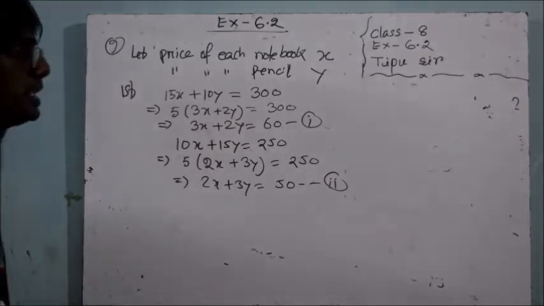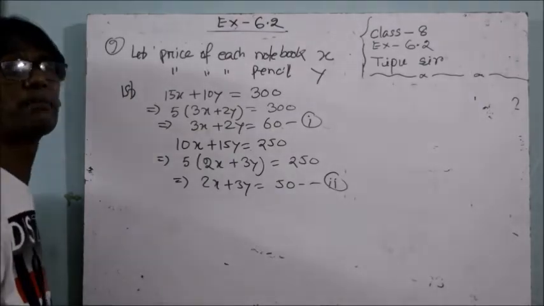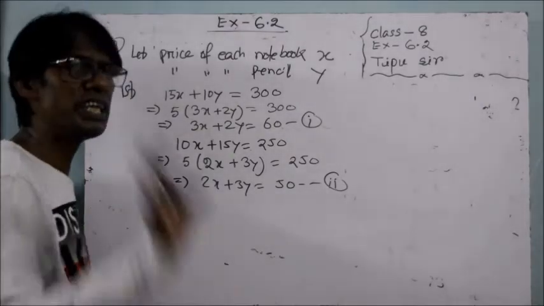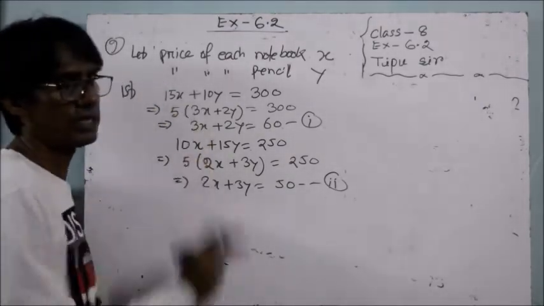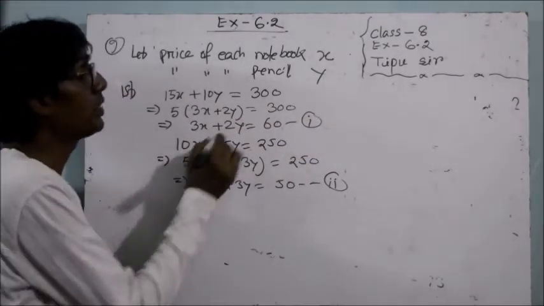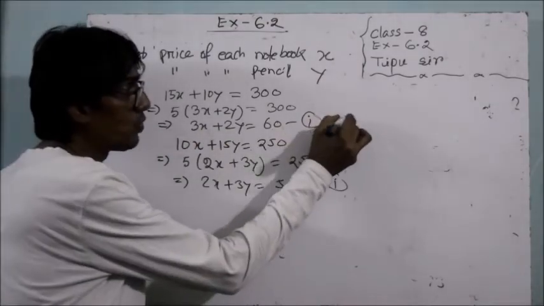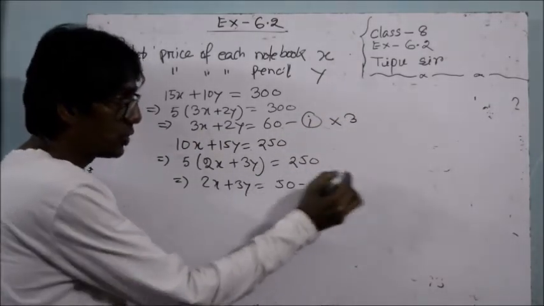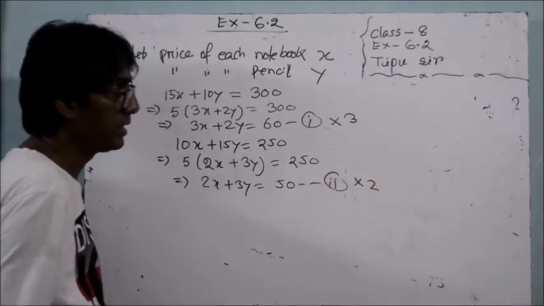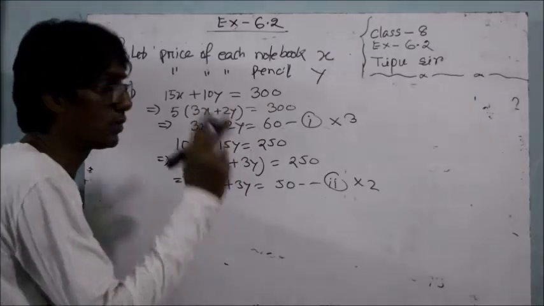Now if you want to find the value by multiplication method, for either x or y you have to make the coefficients similar. Look here, here is 2y and here is 3y. If you multiply equation 1 by 3 and equation 2 by 2, then easily you can make the y coefficient equal.